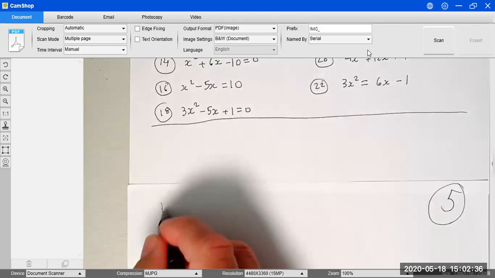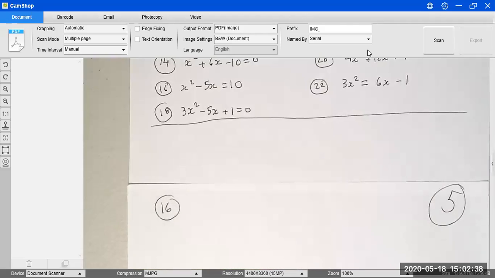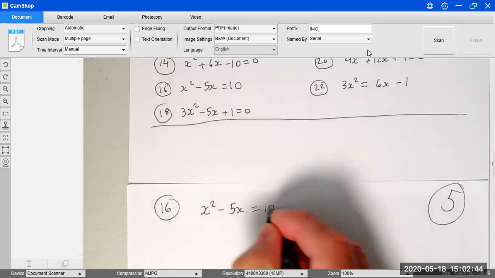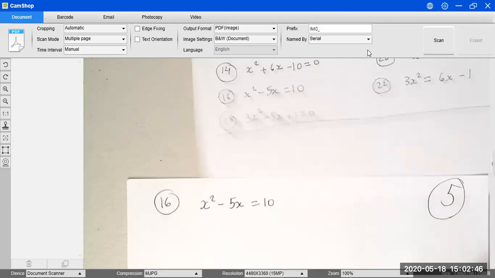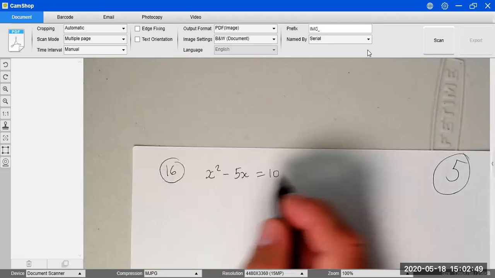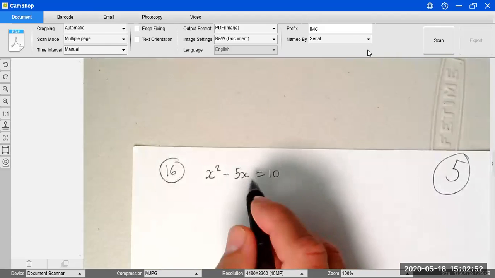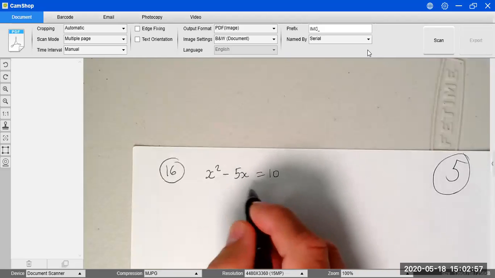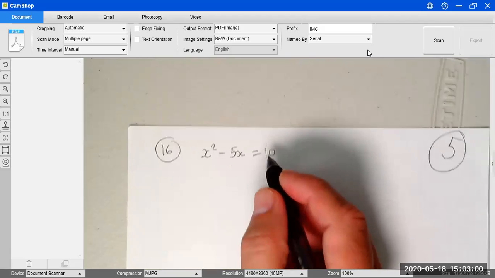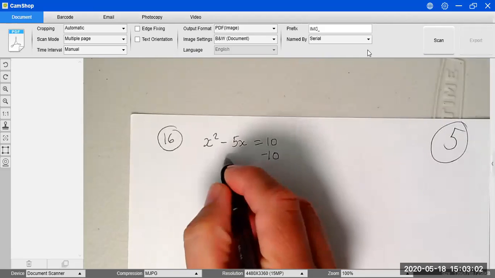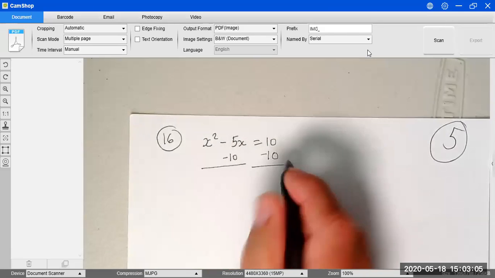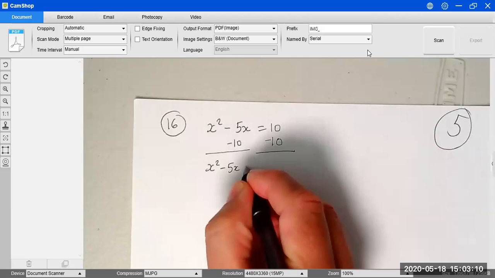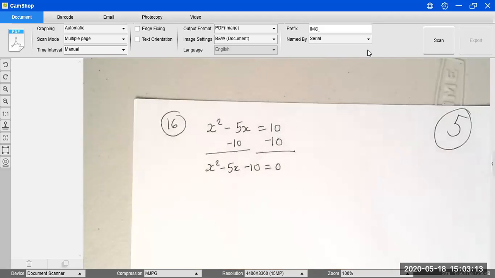So I'm going to solve problem 16. Problem 16, you have x squared minus 5x equals 10. So the first thing that you need to do is you need all the quadratic equation on one side of the equation, or the quadratic expression, the algebraic expression. So I'm going to move this 10 to the left hand side, so I'm going to write minus 10 and minus 10 here, and by doing that I'm going to get x squared minus 5x minus 10 equals 0.